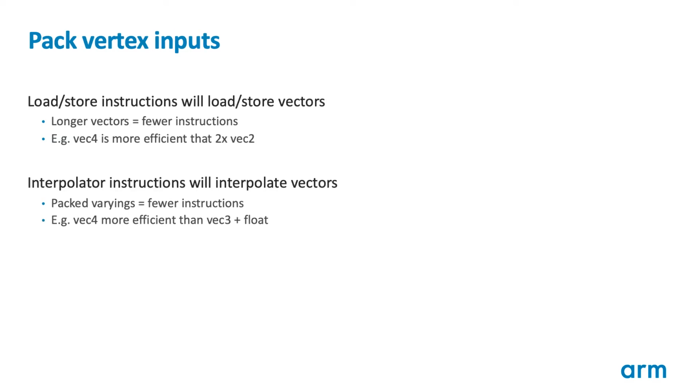Mali has a vector-based load store unit and interpolator, so it is always best to try to load full vectors to make the best use of the available hardware width. For example, in vertex shaders, loading a single vector 4 attribute will be more efficient than loading 2 separately bound vector 2s. In fragment shaders, interpolating a single vector 4 will be more efficient than interpolating a vector 3 and a scalar.